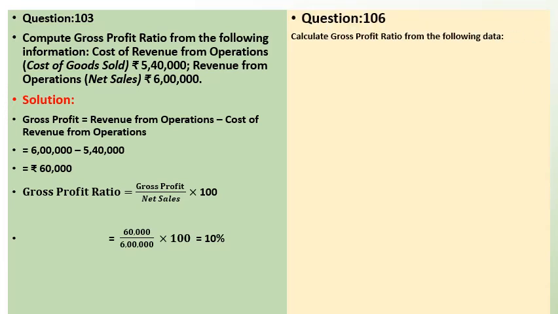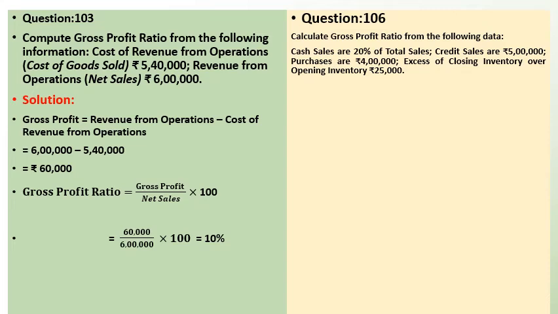Now in the same way we'll calculate another question. Calculate gross profit ratio from the following information. Cash sale is given as 20% of total sale, credit sale is given as 5 lakhs, purchase is given as 4 lakhs, and excess of closing inventory over opening inventory is given as 25,000. And now we'll solve it over here.